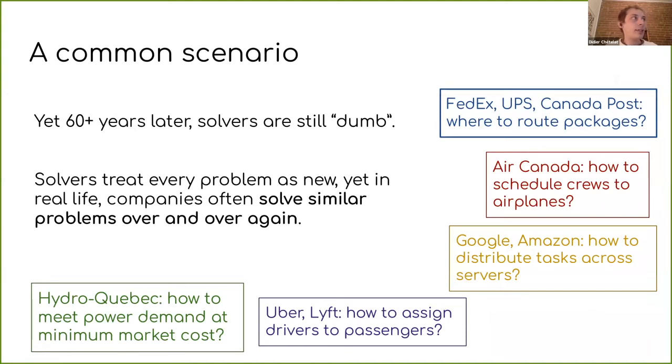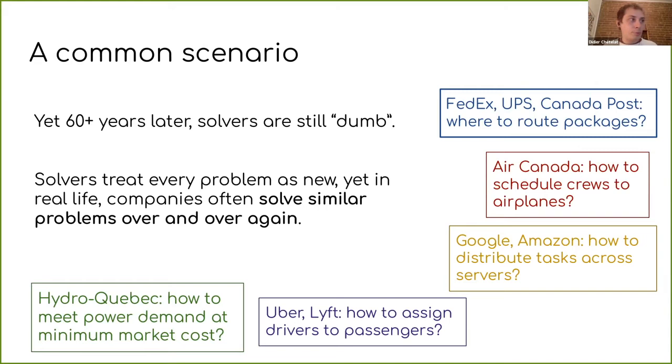And yet, even though this approach has been around for a while, in some sense these solvers are still dumb. These algorithms are still dumb because they treat every problem as if it was a new problem. And yet in real life, like I said, companies often solve similar problems over and over again. You have tons of examples out there.